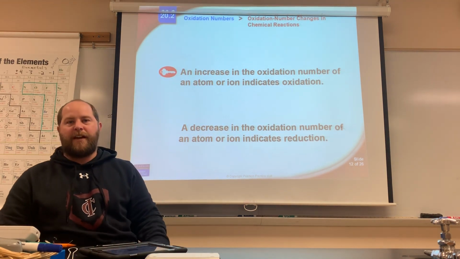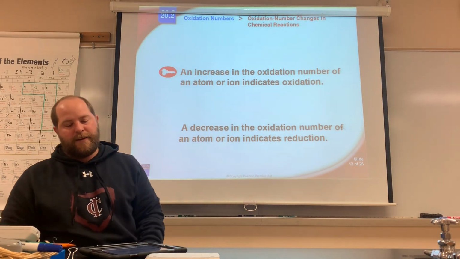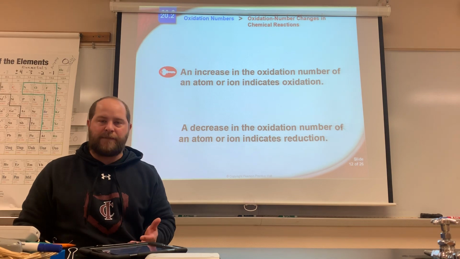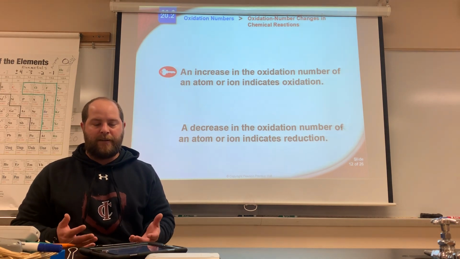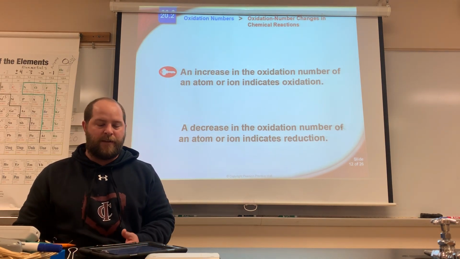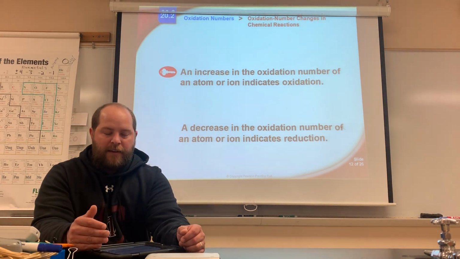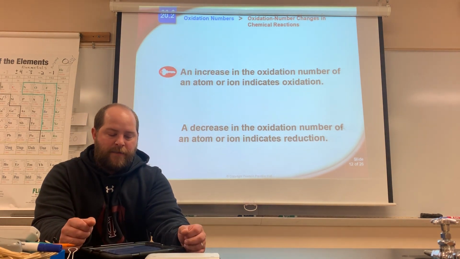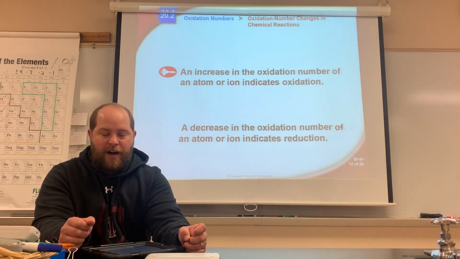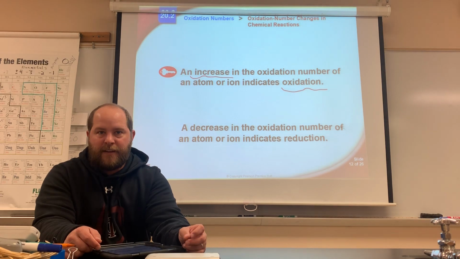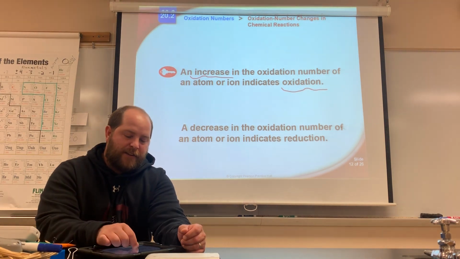So why are we assigning oxidation numbers? Well, if you remember right in the last video, the oxidation numbers help us to determine what's being oxidized and what's being reduced. So like it says here, an increase in the oxidation number of an atom or ion indicates oxidation. So when that number increases, it's going to indicate oxidation.